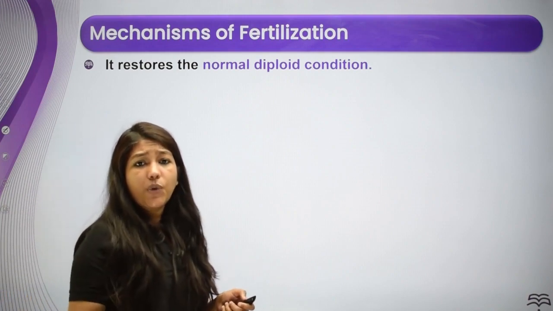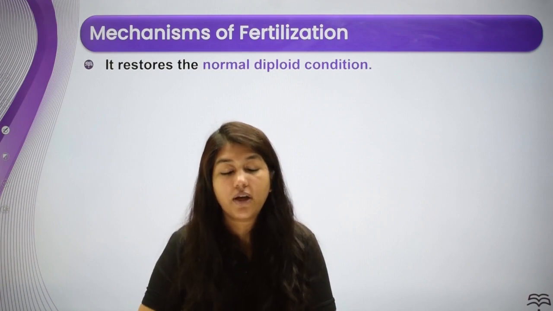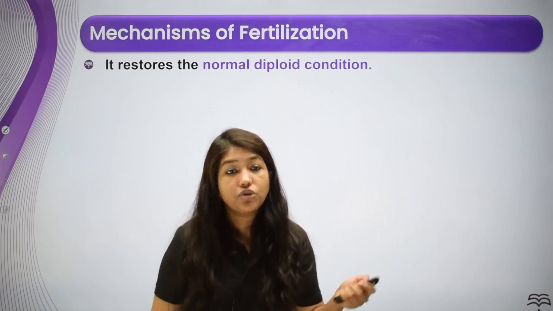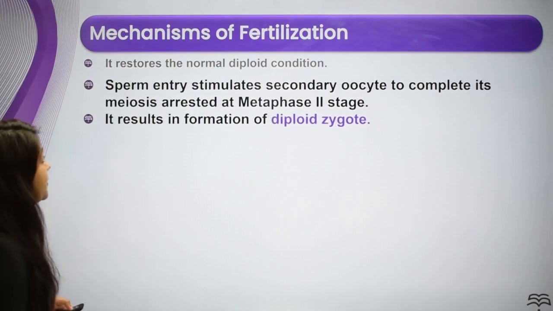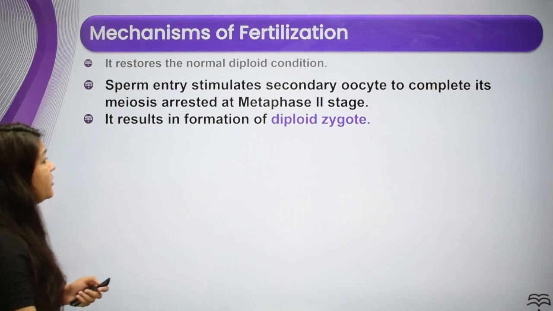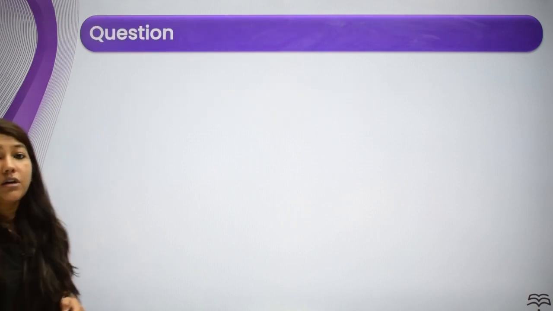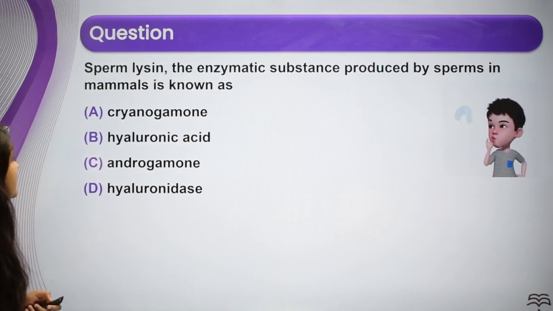Right, gametes के पास 23 chromosomes थे, male gamete आया, female gamete आया, दोनों का fusion हुआ and then ultimately there is formation of a diploid structure which is called the zygote. Now sperm entry stimulates the secondary oocyte to complete its meiosis, arrested at metaphase 2 stage, and it results in the formation of a diploid zygote. Now let's just see a few questions related to the things that we have discussed.